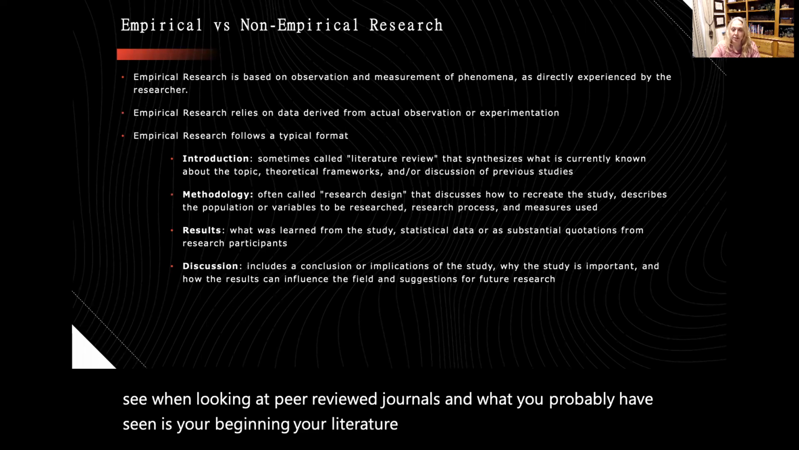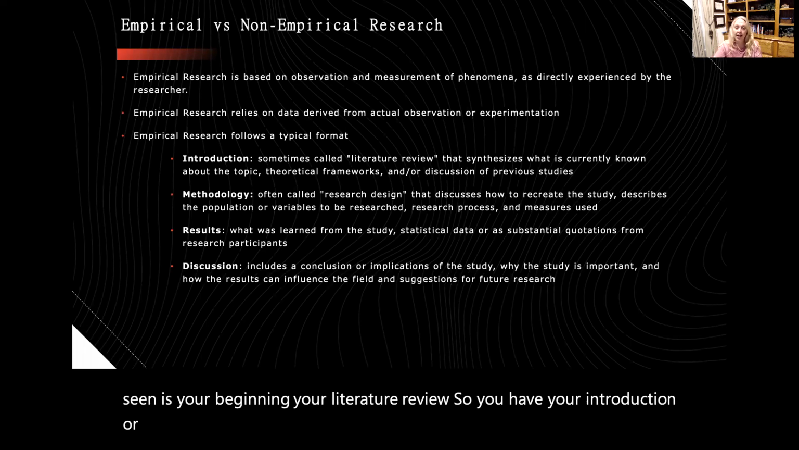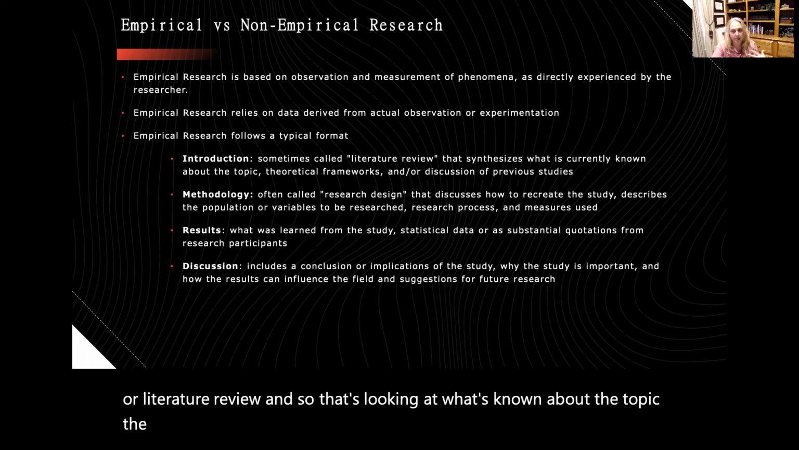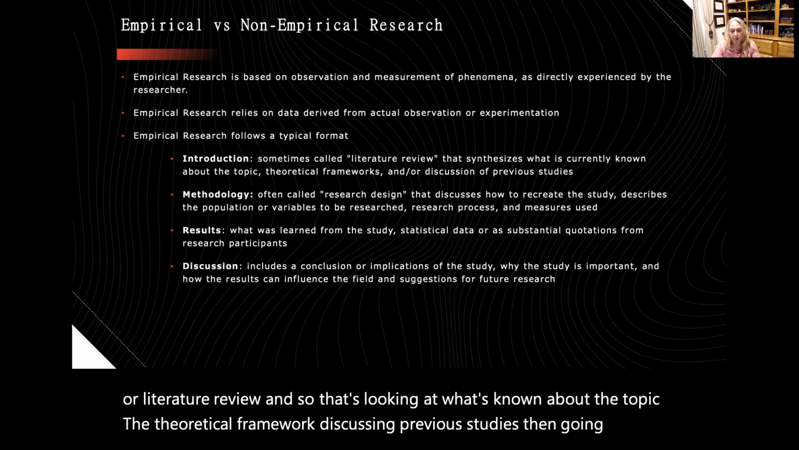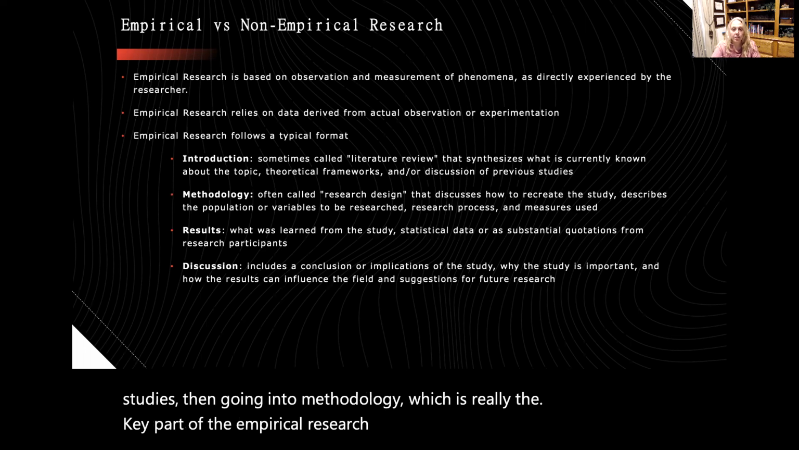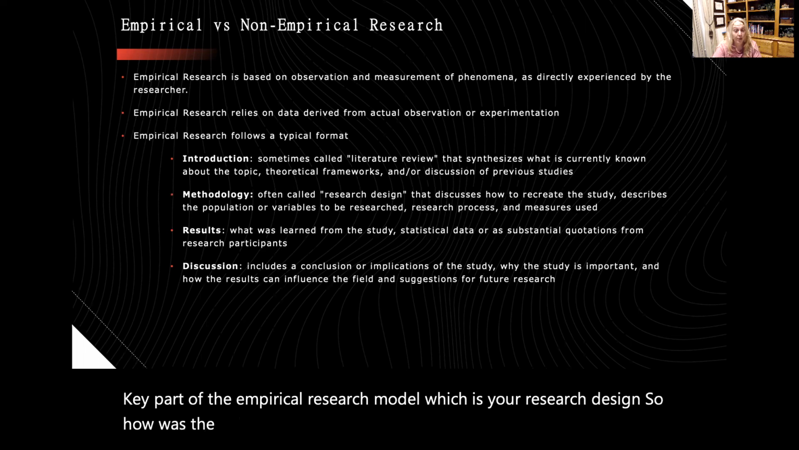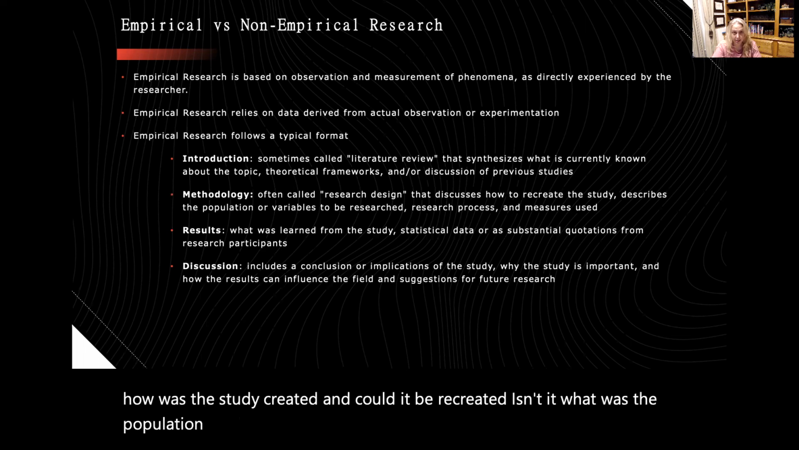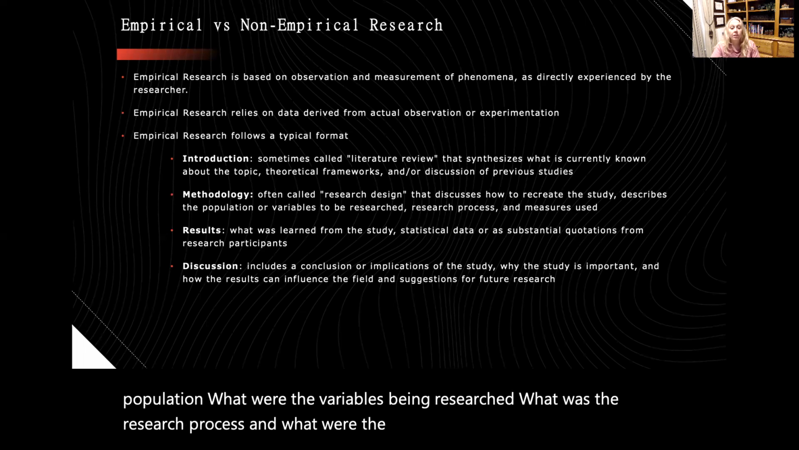So you have your introduction or literature review, and that's looking at what's known about the topic, the theoretical framework, discussing previous studies, then going into methodology, which is really the key part of the empirical research model, which is your research design. So how was the study created, and could it be recreated? What was the population? What were the variables being researched? What was the research process, and what were the measures used to try and capture this phenomenon?